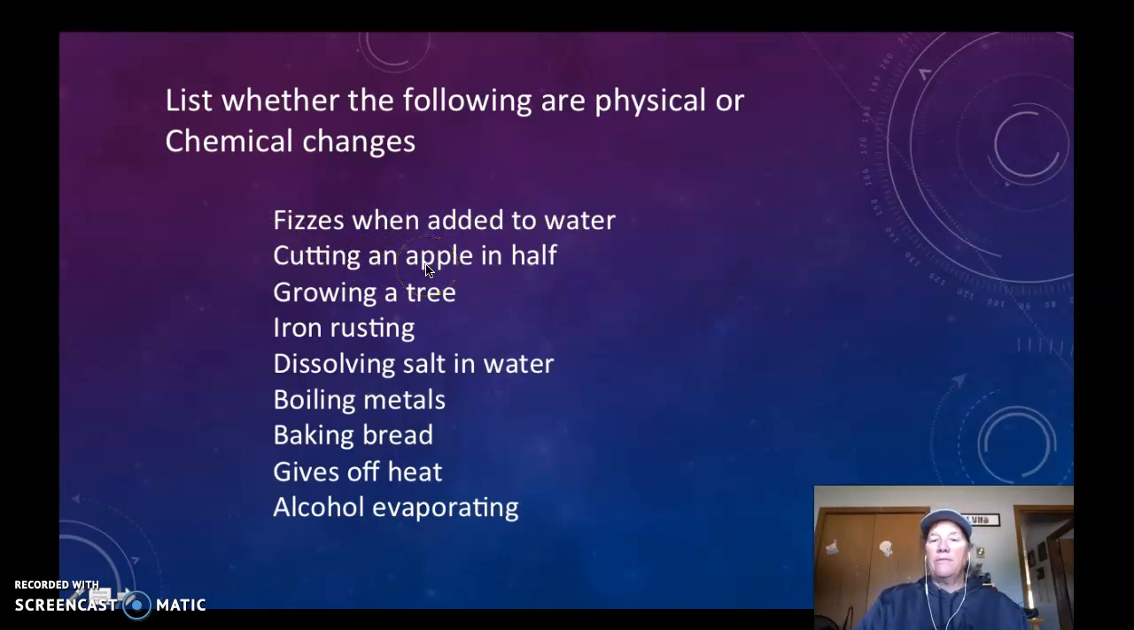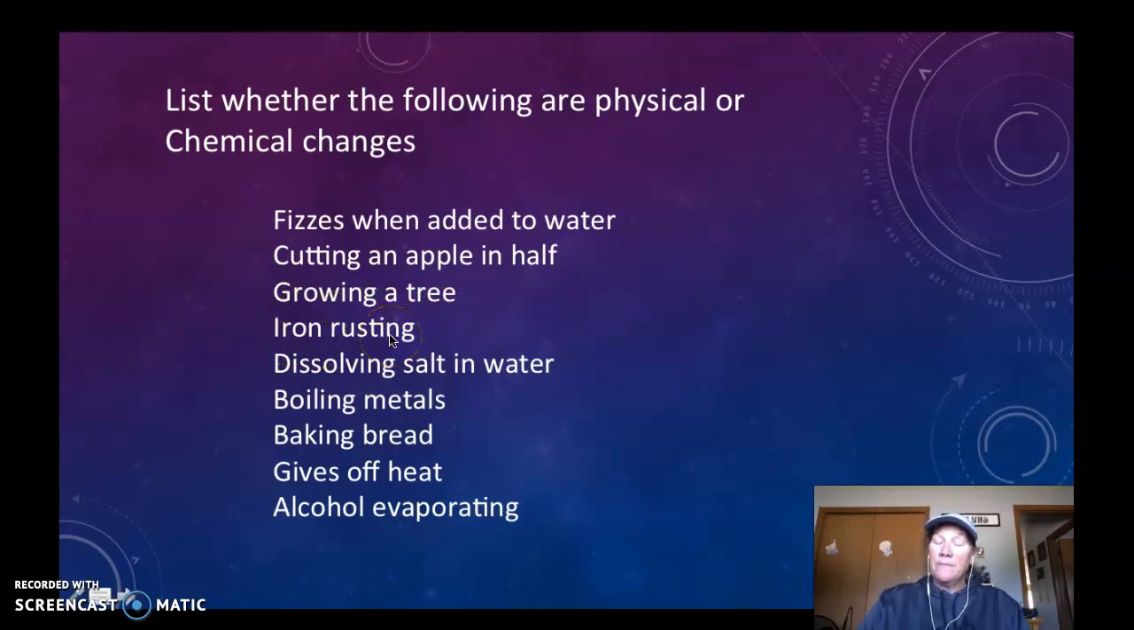Cutting an apple in half, it's still an apple, okay? Now, if you let it sit out and the apple turns from white to brown, that would be chemical. It's actually rusting with the air, okay? Growing a tree. Growing is chemical, okay? Because you have to have like photosynthesis, you have to have all these chemical reactions going on for a tree to grow. So that would definitely be chemical.